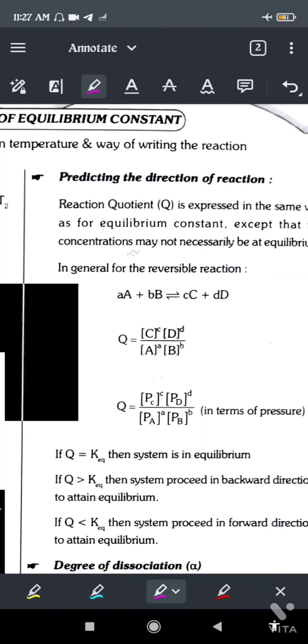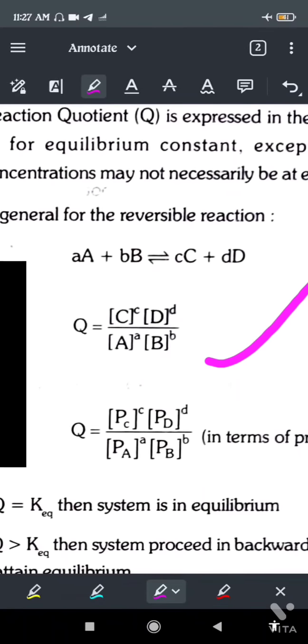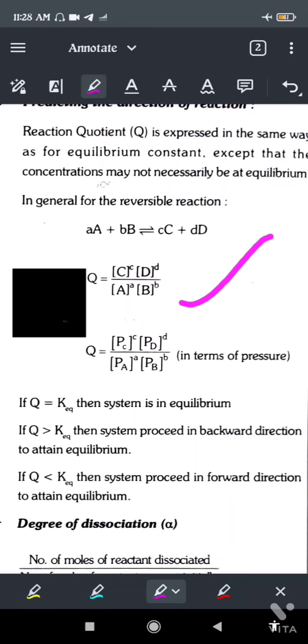Then this is the reaction quotient. This is just like the equilibrium constant, and it can be written as concentration of C to the power c, concentration of D to the power d, divided by concentration of A to the power a into concentration of B to the power b.